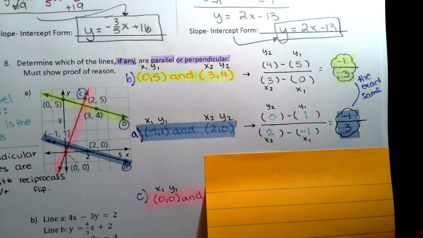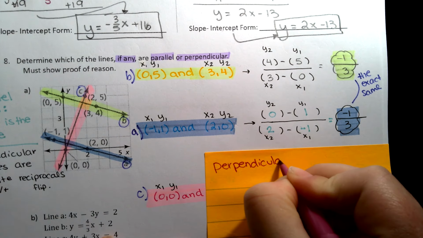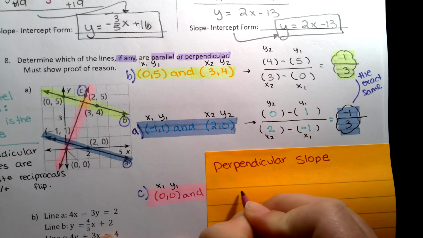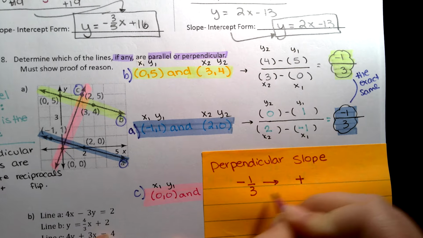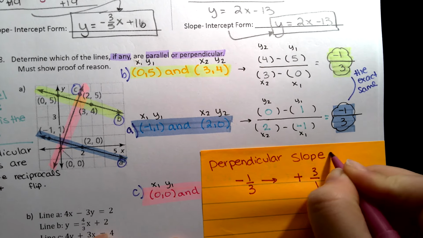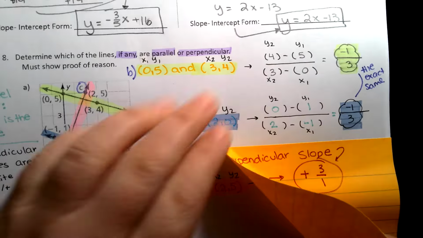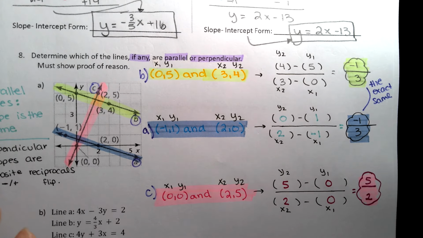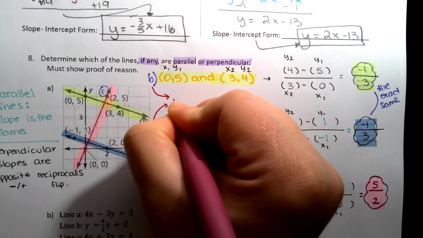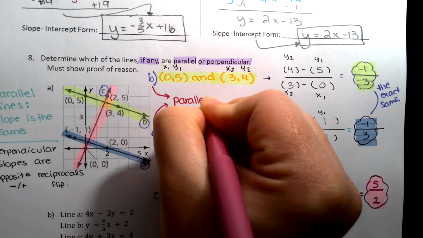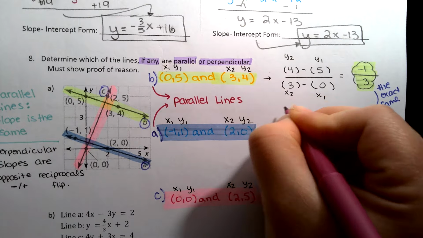So for perpendicular, we would take this negative 1/3, we would make it positive, and we would then flip the 3 over 1. So perpendicular slope would be a positive 1/3. I don't have that. I have a random 5 halves. So what we know is that lines B and A are parallel lines. How do we know? Well, because slopes are exactly the same.